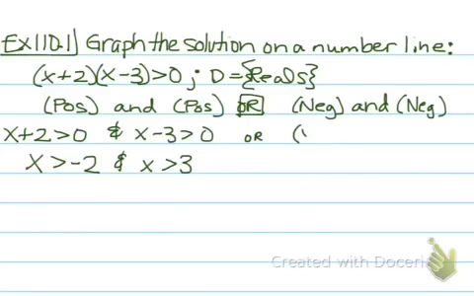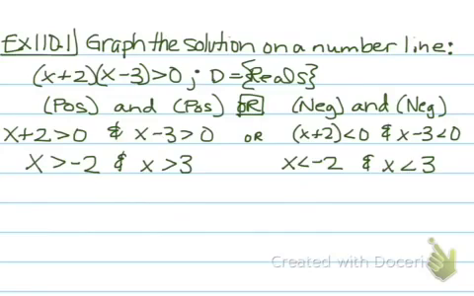Now we'll assume they're both negative, so we'll say x plus 2 is less than 0 and x minus 3 is less than 0. When we solve those, we get x is less than negative 2 and x is less than 3. So we have to pay attention to the ands and the ors here. When we have an and, it means that it needs to be true in both cases. So we need all of the solutions that are greater than negative 2 and greater than 3.